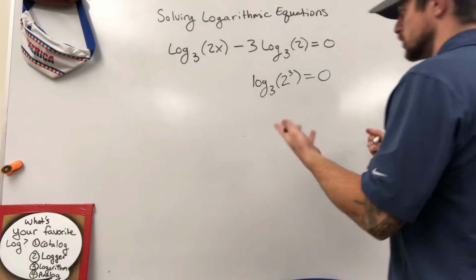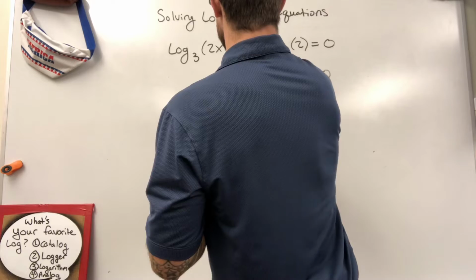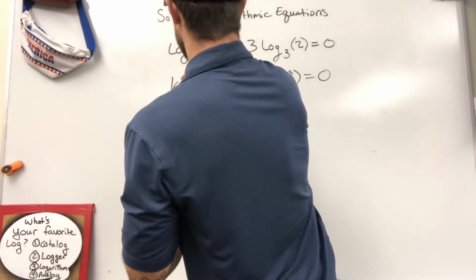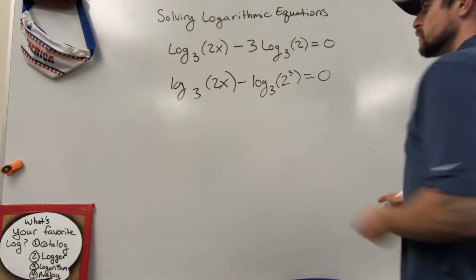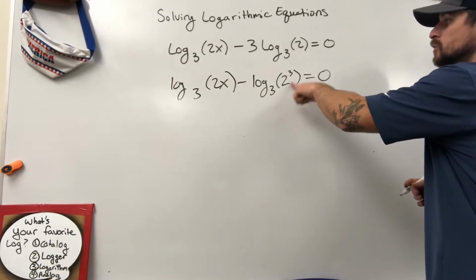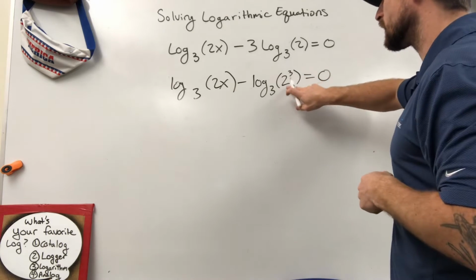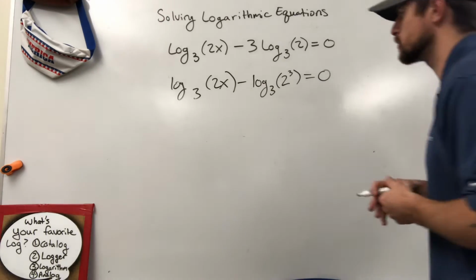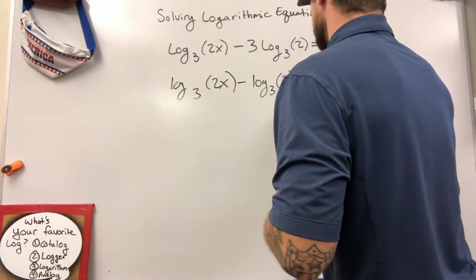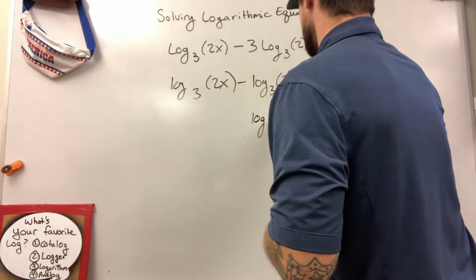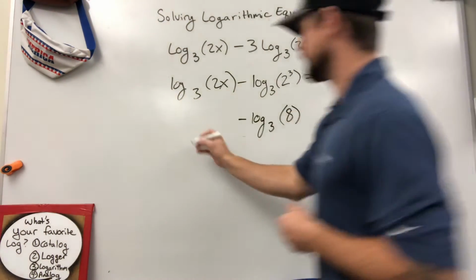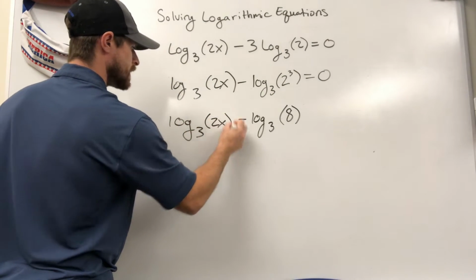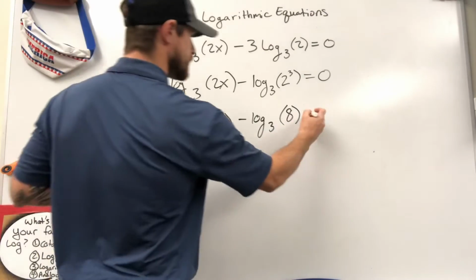This is something that you can just adjust and change. If you needed it to go the other way, we could go from here and rewrite it like this. So now I have log base 3 of 2 times x minus log base 3 of 2 to the power of 3. I don't like looking at 2 to the power of 3, so let's change that into an 8. 2 times 2 times 2 becomes 8. Bring everything else down: log base 3 of 2 times x minus log base 3 of 8 equals 0.